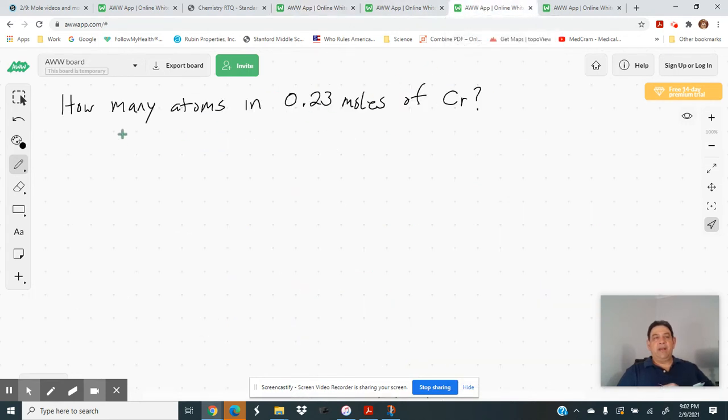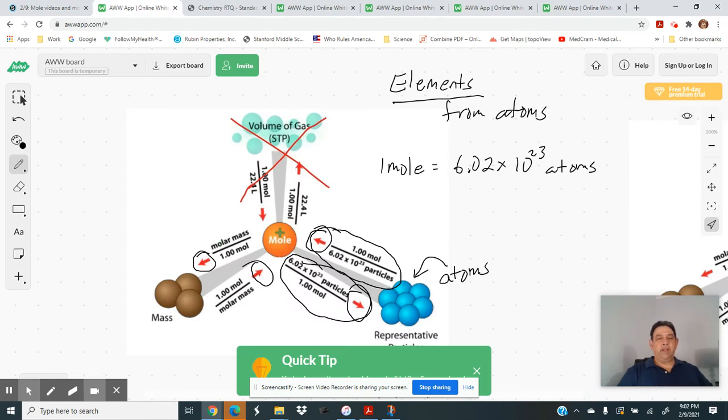Now, how many atoms in 0.23 moles of chromium? So the last one was you were given atoms and you want to find moles. This one here, I'll go ahead and once again do the green. We are given moles and we want to turn it into atoms. In other words, according to this one, we are starting here and we want to move over here. So we're going in this direction. And here it says we're going to multiply by Avogadro's number.